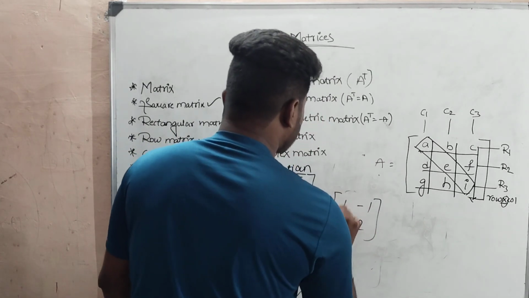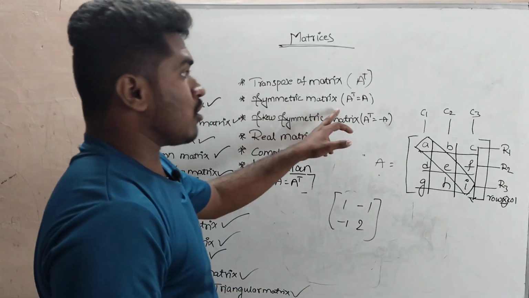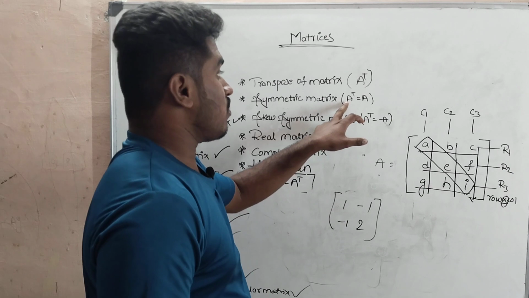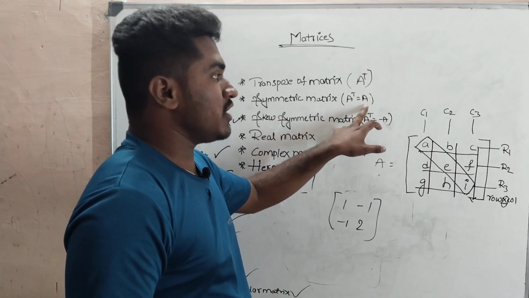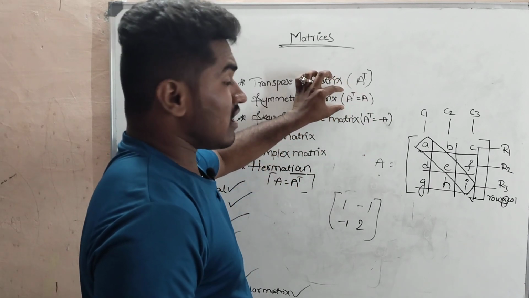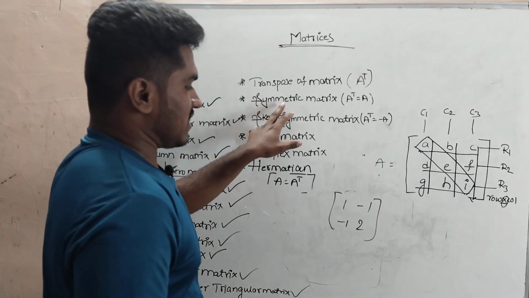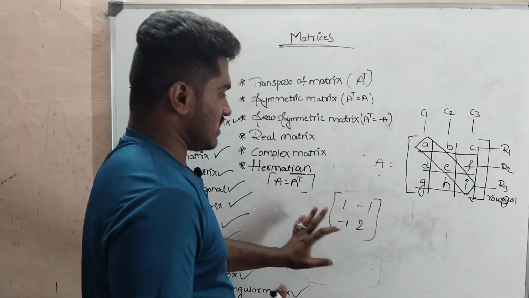So what is a symmetric matrix? Whenever we perform the transpose operation of that particular matrix, when A transpose equals A, in that situation that particular matrix is said to be a symmetric matrix. So this is what the example is.